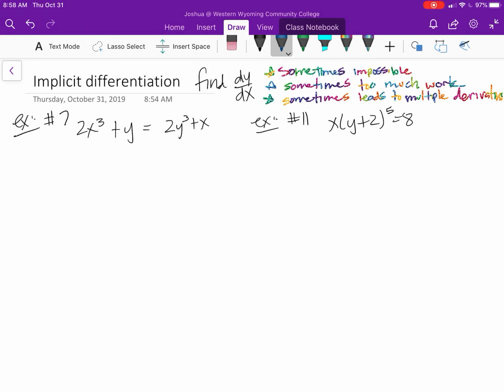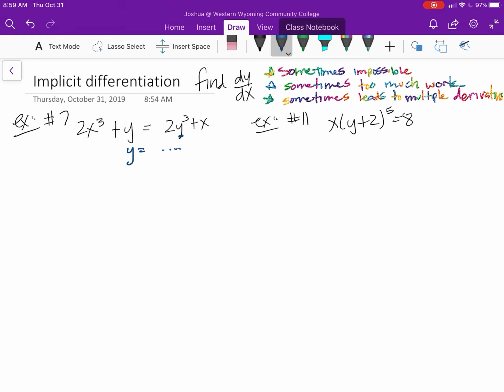So differentiation, right? We're finding a derivative. So far, all we have done is explicit differentiation. What that means is we had y as a function of x. Well, looking at number 7, if I try to solve for y, I'm always going to have some other y on the other side, right? Even if I subtracted that 2y to the third and try to factor, I cannot solve for y easily, that is.